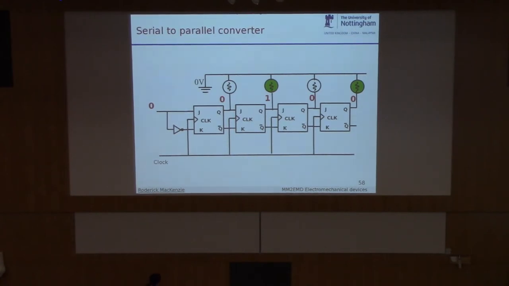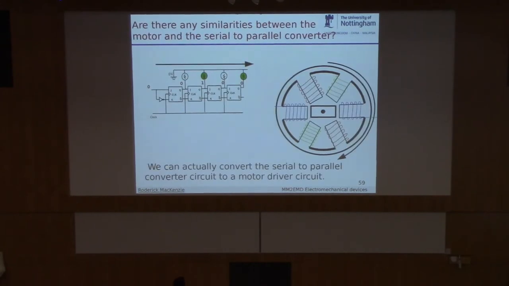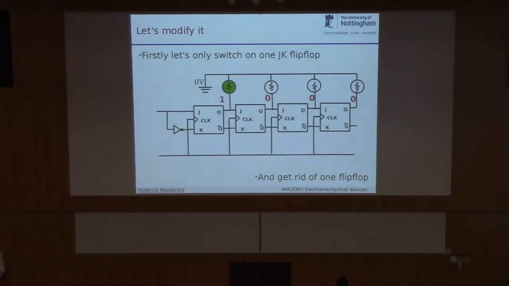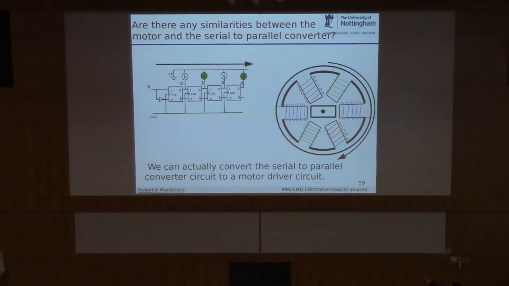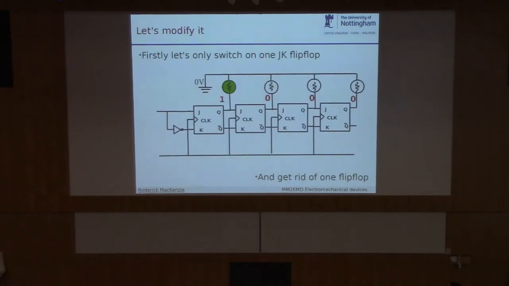So the idea of this is basically, it takes data in there and it displays it in parallel on these lines here. Now then, what does this have to do with this? Well, let's have a look. Firstly, let's switch on one JK flip-flop. The question is, how can we make this circuit here drive this motor? Well, let's think about this. Let's just switch on one JK flip-flop. So we've got a 1 here, okay?